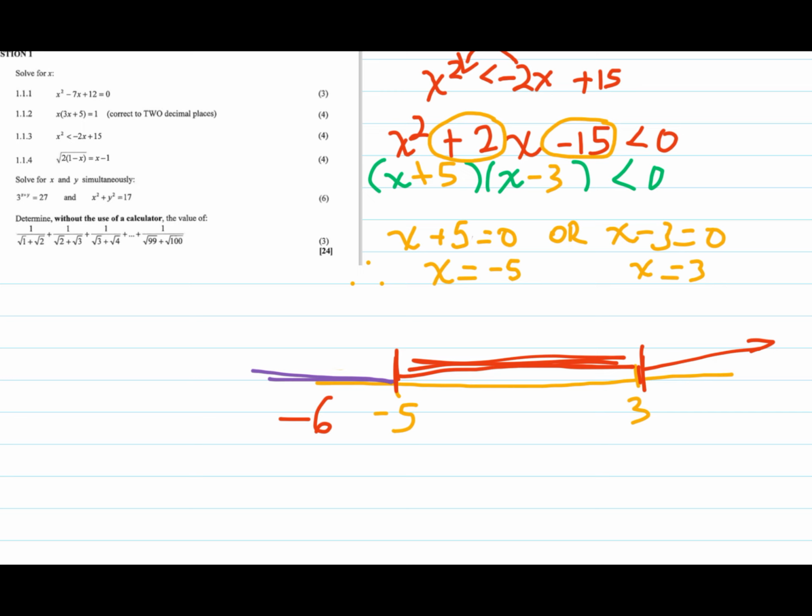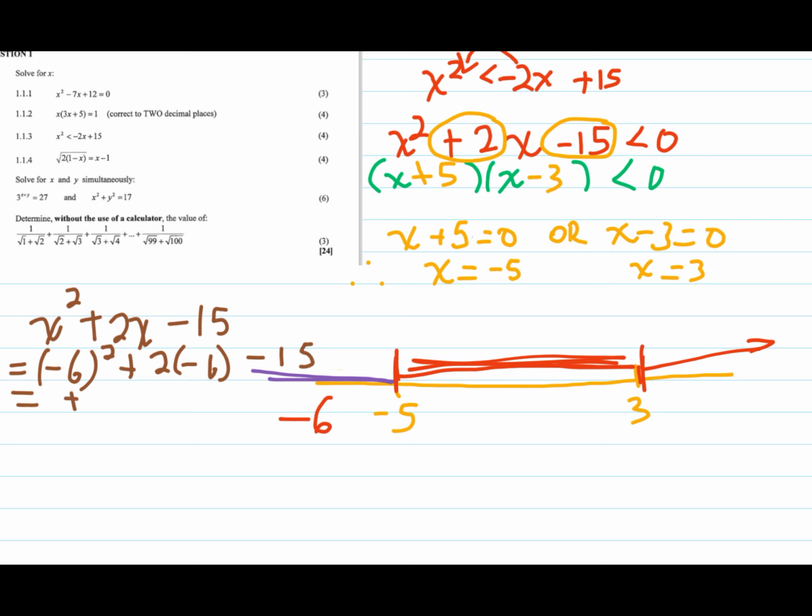So you would put this negative 6 into the original equation, x squared plus 2x minus 15. So then you're going to substitute negative 6 into this equation and see what you get. So you got negative 6 squared plus 2 times negative 6 minus 15. If you press your calculator, you get a positive 9. So this side, this interval is going to be plus.